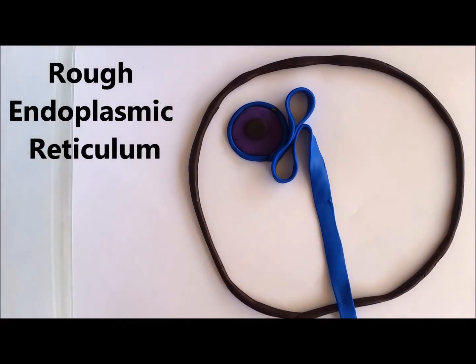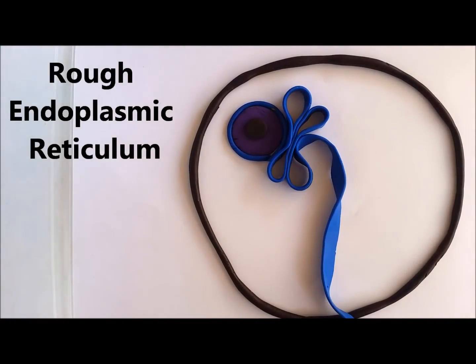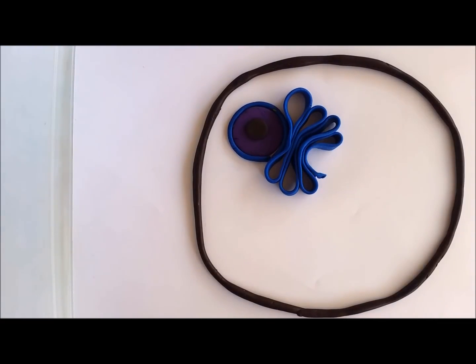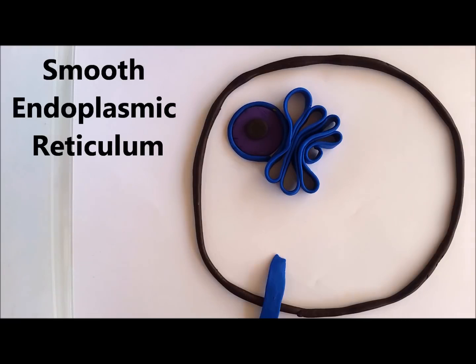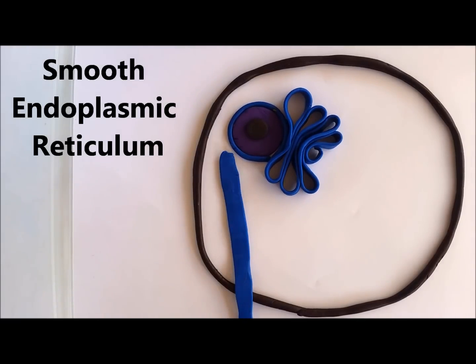Next we have the rough endoplasmic reticulum. The rough endoplasmic reticulum is a series of flattened membrane sacs where different materials and substances are produced for the cell and then transported to the Golgi Body, which is another organelle we're going to look at later on.